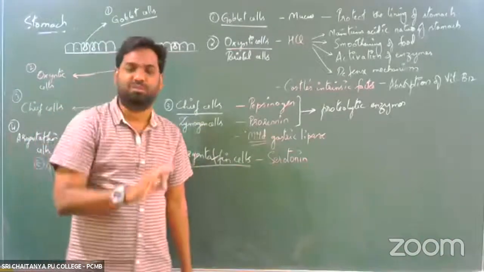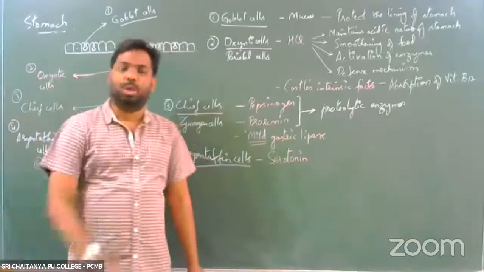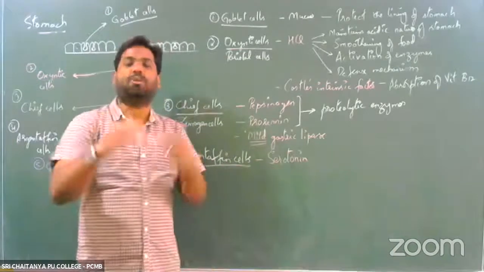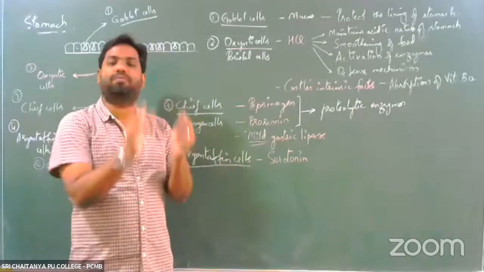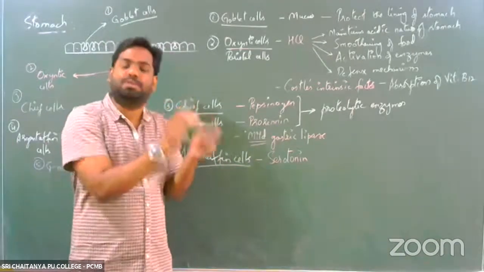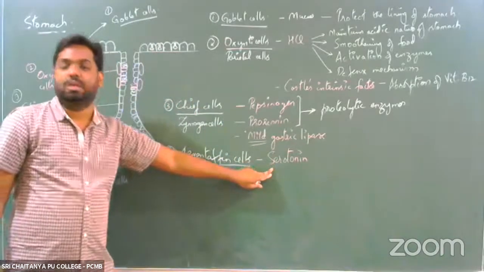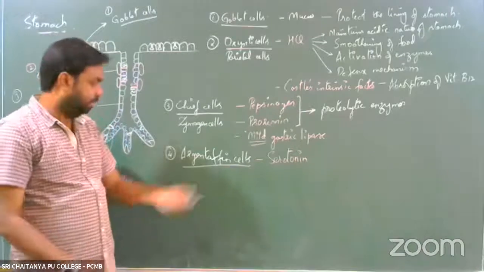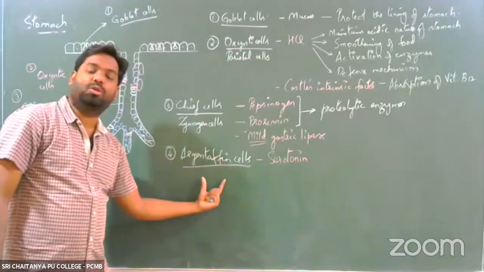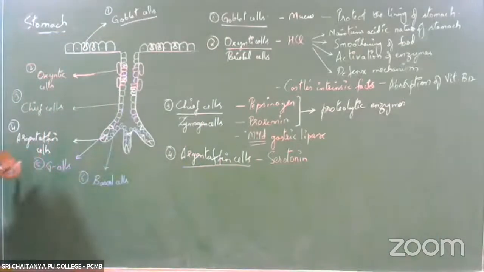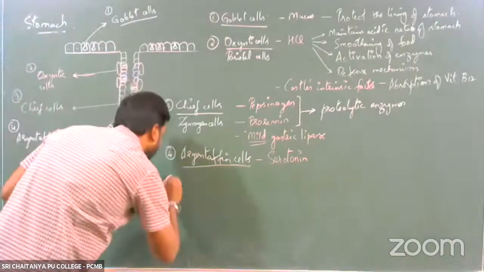We said there are 3 types of muscles in the muscularis of the stomach, right? The longitudinal muscles, the circular muscles, as well as the oblique muscles. So for regulating the contraction of the muscles present in the muscularis region of the stomach, this serotonin plays a very important role. So that is the function of serotonin, which is being secreted by the fourth type of cell, the Argentaffin cells. Next, moving on to cell number 5. Cell number 5, what we have, is called the G cells.